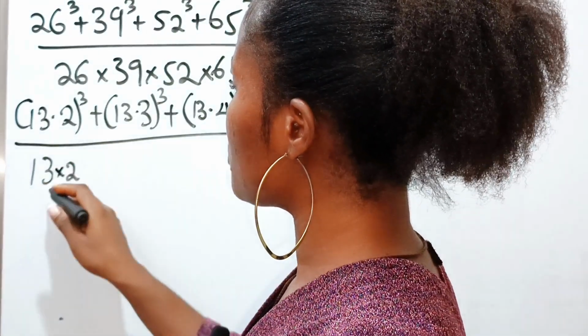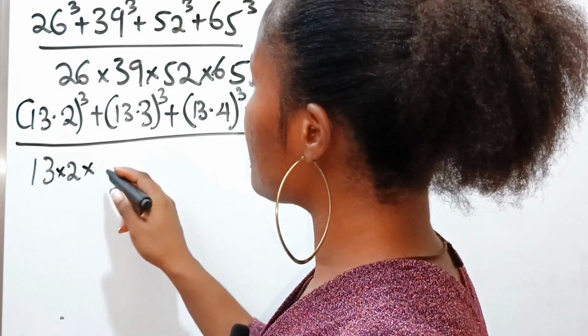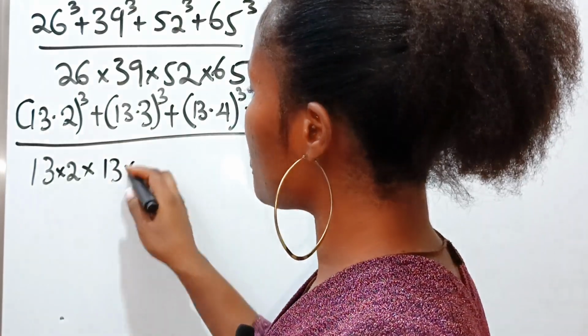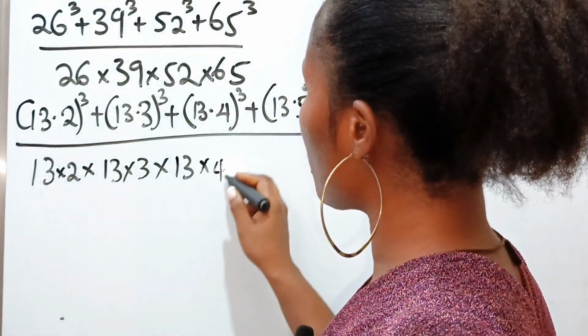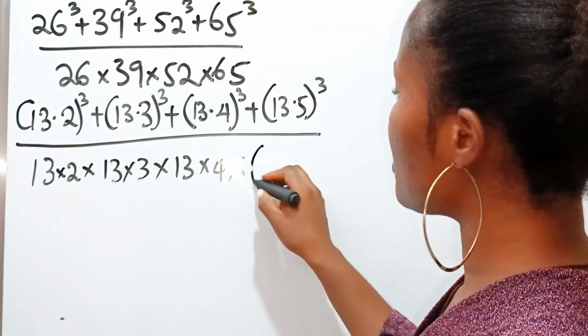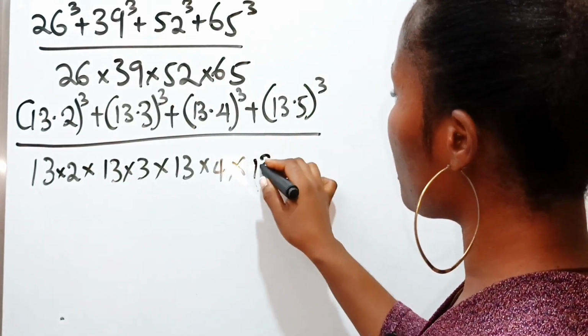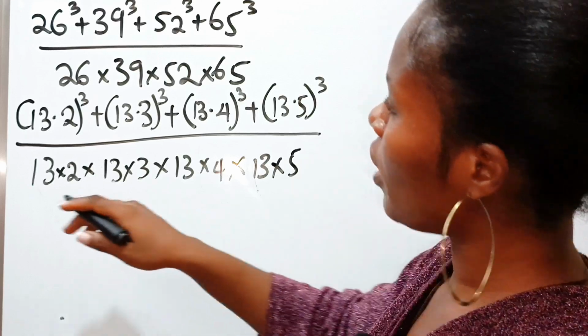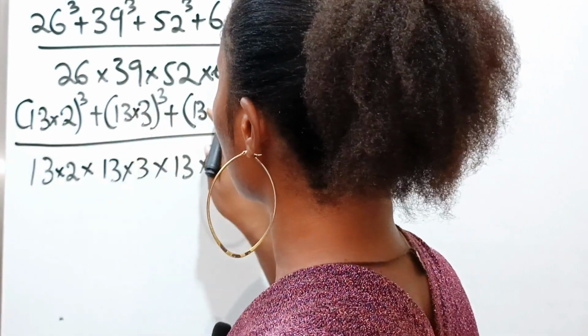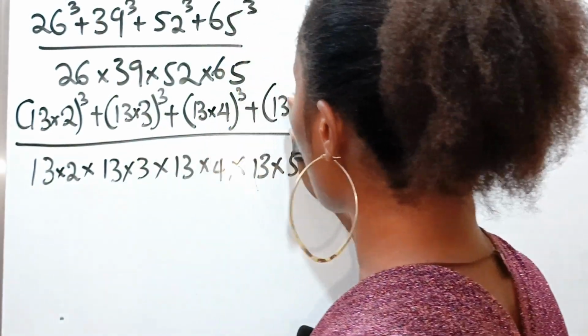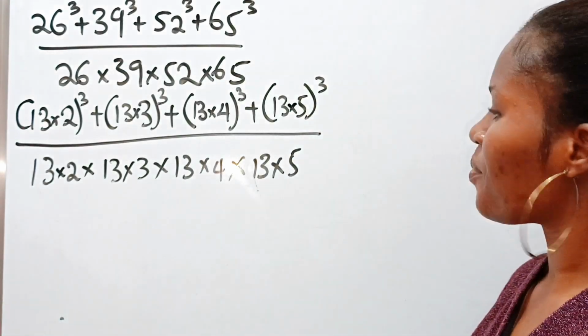So this 13 times 2, times 39, which is the same thing as 13 times 3, times 52, which is the same thing as 13 times 4, times 65, which is the same thing as 13 times 5. Let's use the same multiplication sign for all of them to avoid confusion.